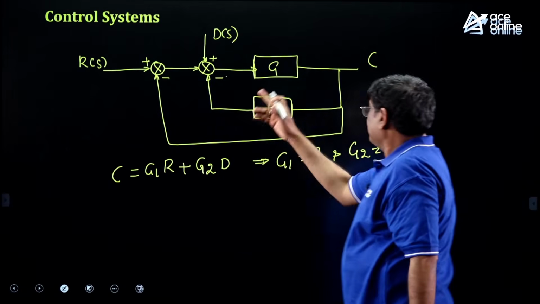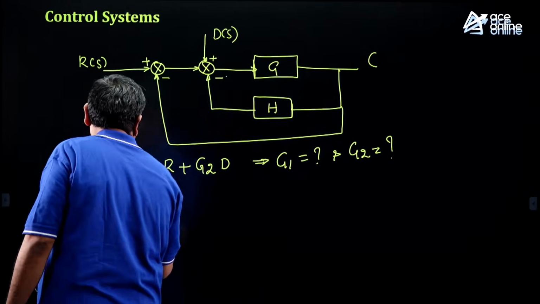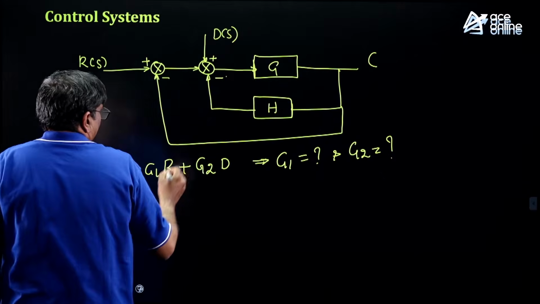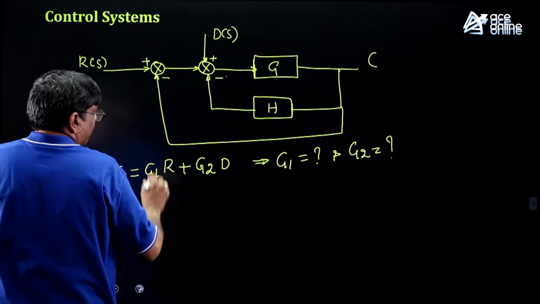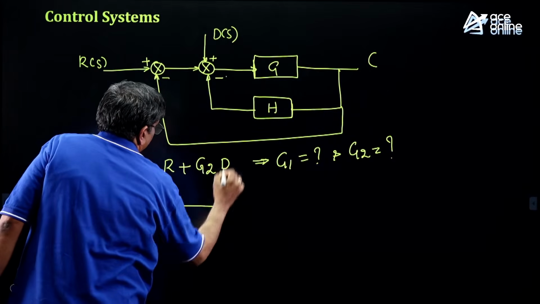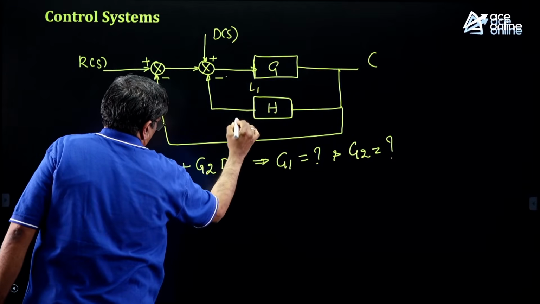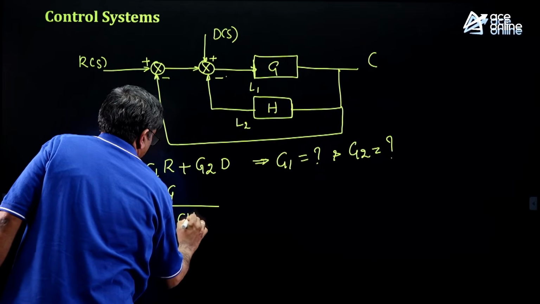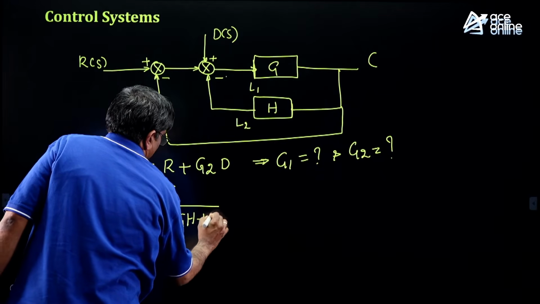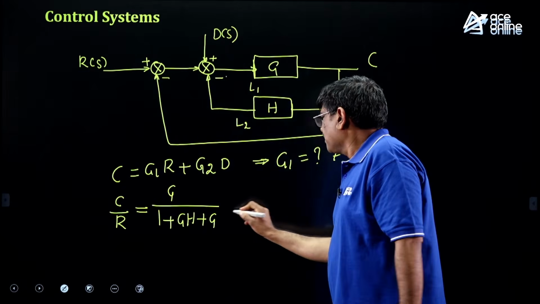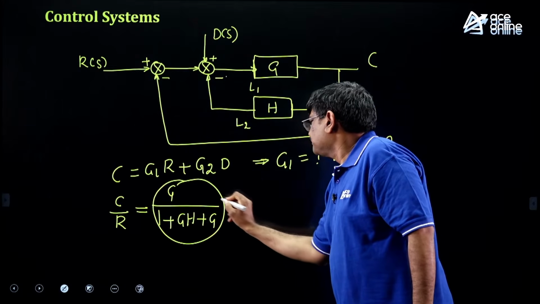So simply find C by R, then you will get the G1. So C by R equal to, consider D of S 0. Then the forward path gain is simply G, and 2 loops are there. This is loop 1, this is loop 2. So 1 plus GH plus G. So this is nothing but G1.